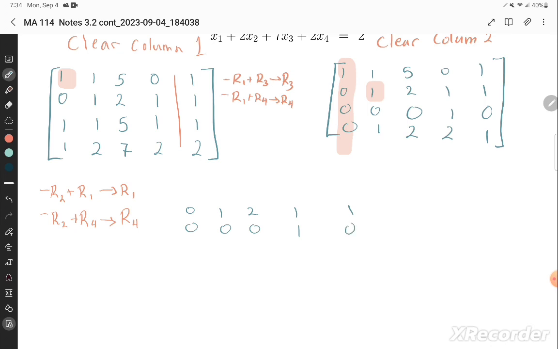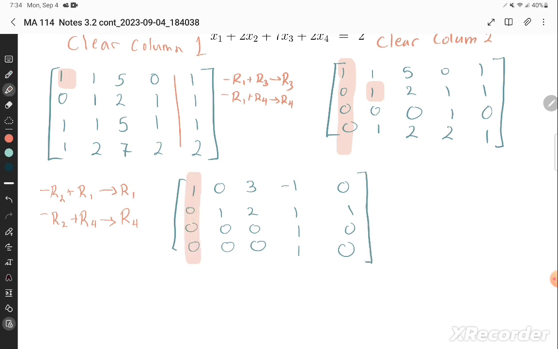So there we go. I've got 1 here. This is going to be 0. Negative 2 plus 5 is going to be 3. Negative 1 plus 0 is going to be negative 1. Negative 1 plus 1 is going to be 0. And then for row 4, I get 0 here, another 0 here. Negative 2 plus 2 is 0. Negative 1 plus 2 is 1. And then negative 1 plus 1 is 0. So I get this. And then there might be something that you notice here.